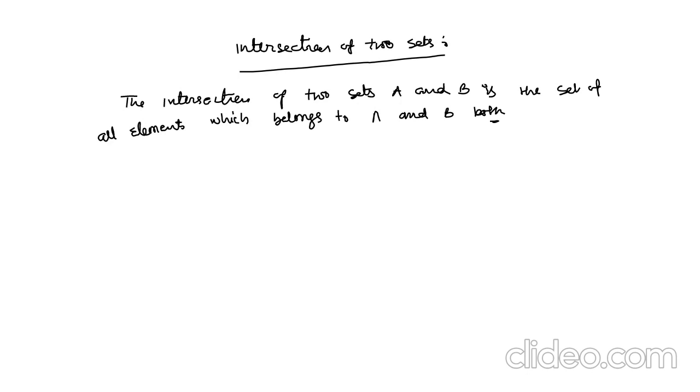But in union, the elements belong to either A or B. So the intersection is denoted as A intersection B.